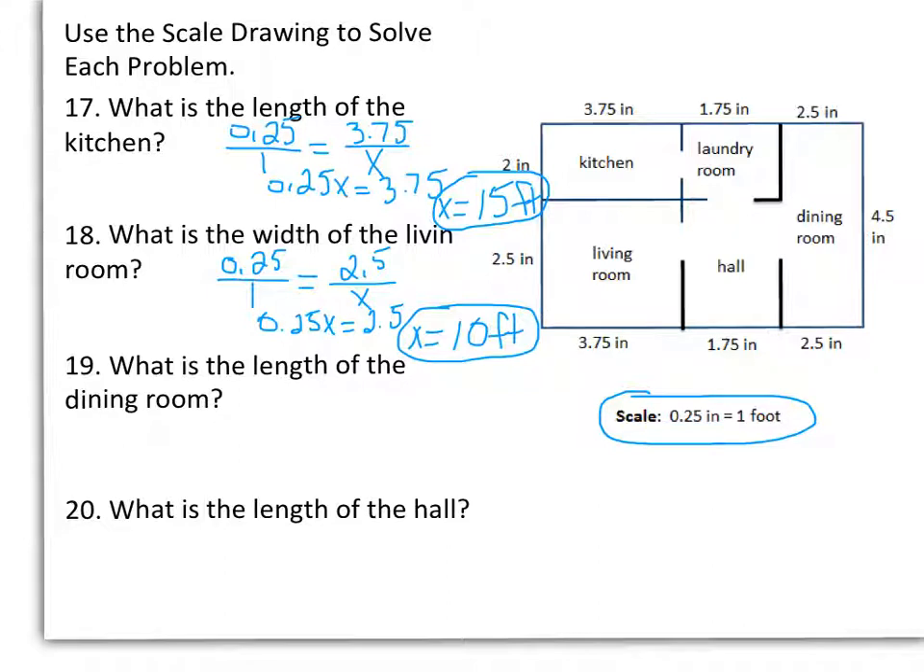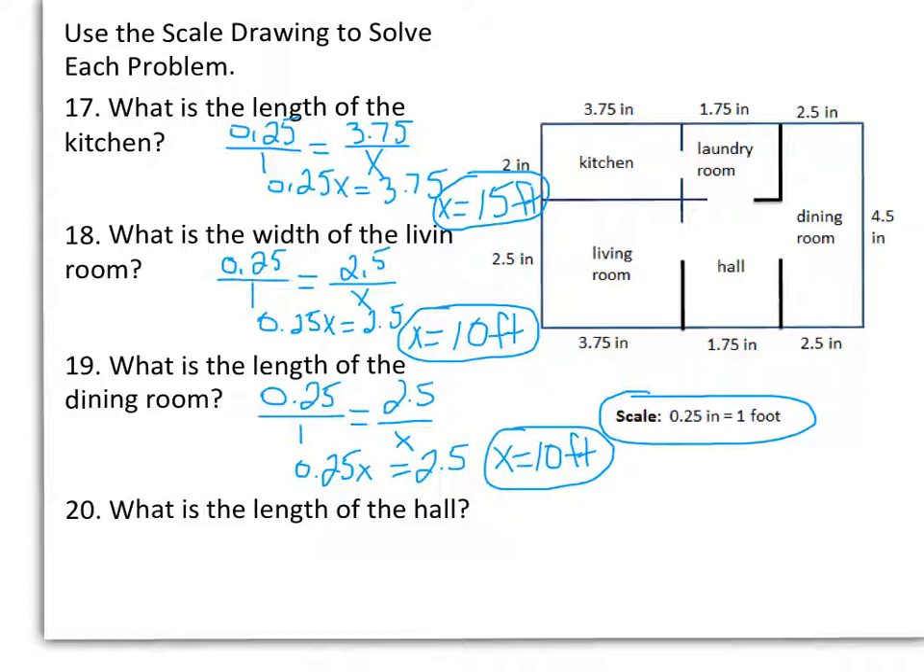So it does not matter the order you set your ratios up as long as they go in the same order. So how I'm writing my scale as inches over feet, then my ratio on the right must be inches over feet. So in 19, we're looking for the length of the dining room, which is 2.5 inches on our scale. We want to figure out how many feet that is. So take the cross product and divide to get the length is 10 feet.